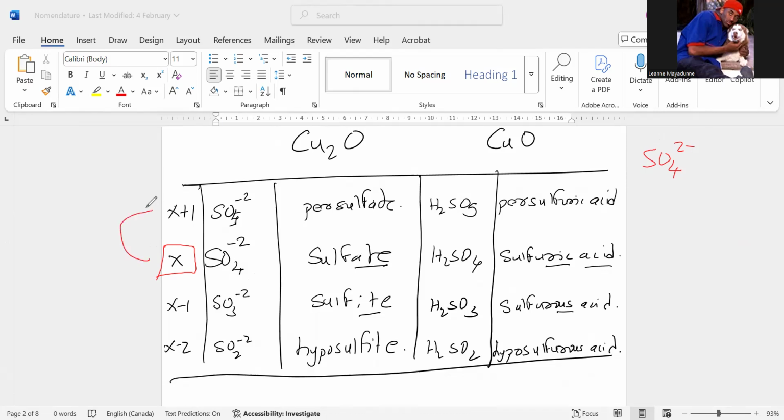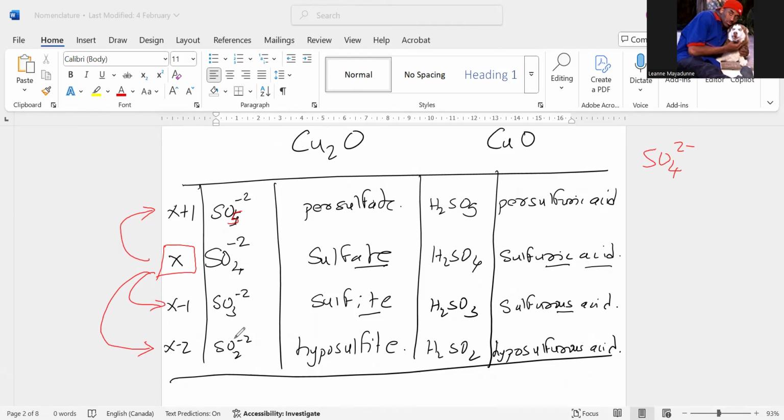X plus 1 indicates one oxygen more, so this is SO5 2 minus. This is X minus 1, so it is SO3 2 minus. This is two oxygen less, X minus 2, so it is SO2 2 minus. Clear? So we have a table where we have X, one oxygen more than X, one oxygen less than X, and two oxygen less than X.